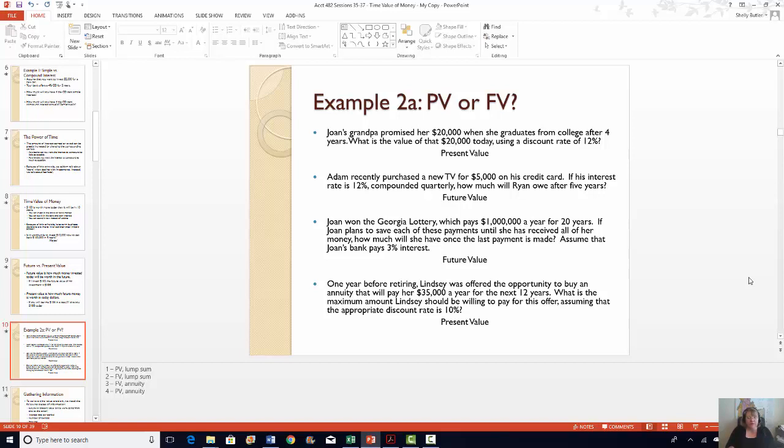And the second one, so that's a present value problem. That's the first thing you need to know to address these problems. The second one is Adam recently purchased a new TV for $5,000 on his credit card.